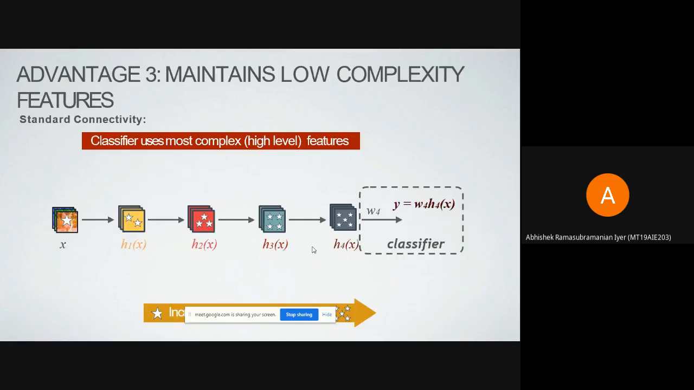The third and the last, which I'll just quickly go through, is about the low complexity of features. Why do we say that? Let me just take it a little bit here. So initially we had x, then let's take it as a function of h1 of x, h2 of x.